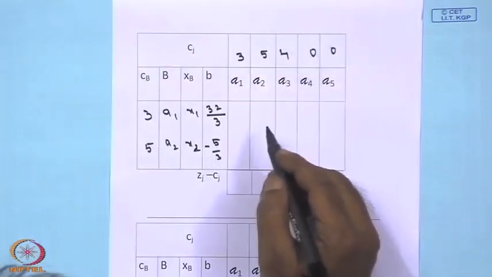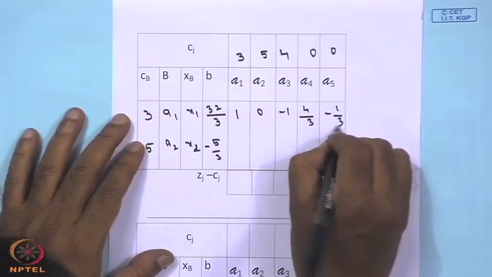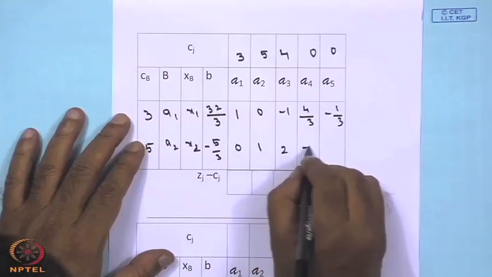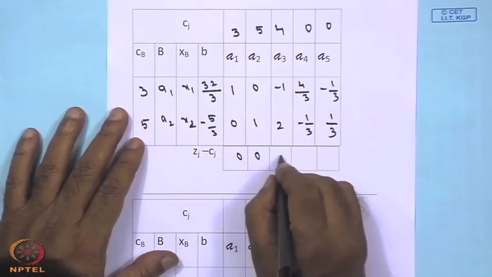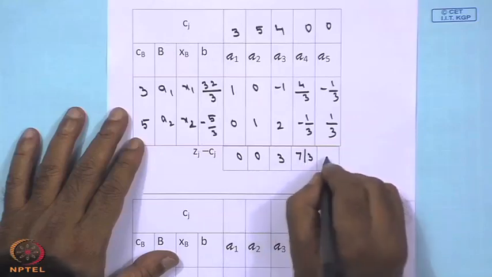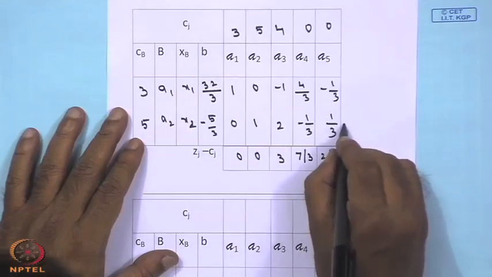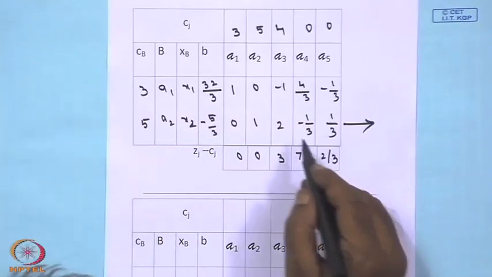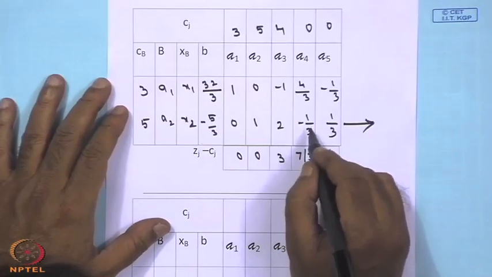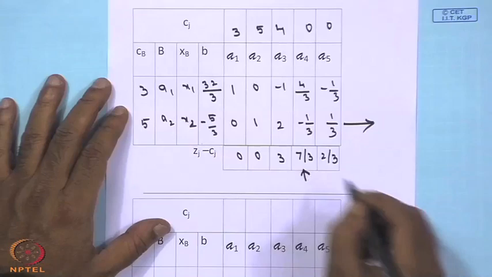This entire table will remain the same, this row will remain the same. So 1 0 minus 1, 4/3, minus 1/3 and 0 1 2, minus 1 by 3 and 1/3. If you calculate Zj minus Cj, it will be 0 0 3, 7 by 3 and 2 by 3. We want to use the dual simplex method. In the x2 B value, only one negative is there. So this will be the outgoing vector, and corresponding to this I have only one negative, the minus 1/3 over here. So 7 by 3 over minus 1 by 3, Zj minus Cj by y2j, therefore x4 will enter the basis.